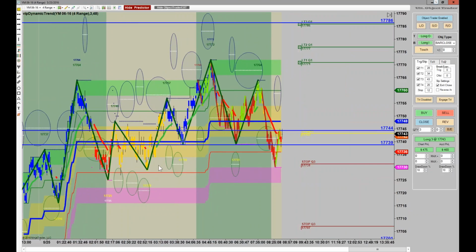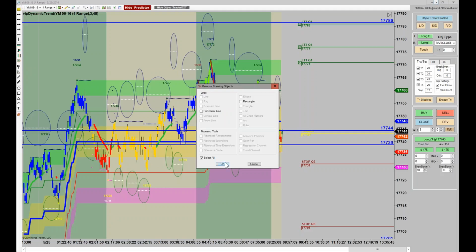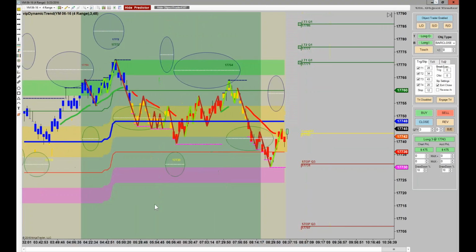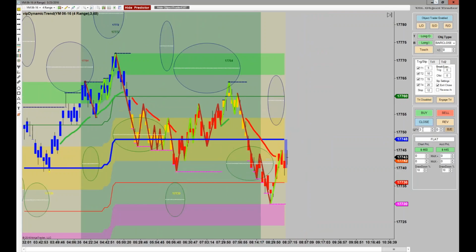Okay, let's get rid of Lightning 3 for just a minute because it's kind of cluttering the chart up. And I'm going to get rid of the lines. And let's study this. Now let's stop this for just a second because I want to show you how you can still safely get in this trade based on lightning. I'm just going to kill this trade right here.